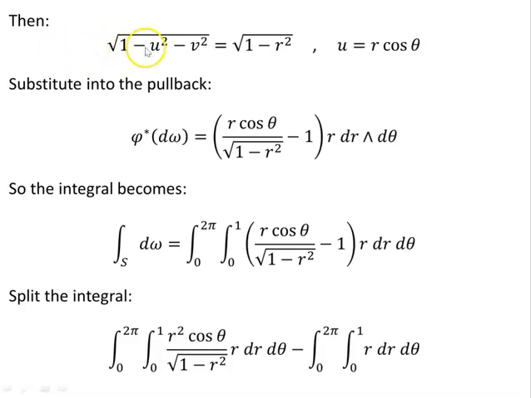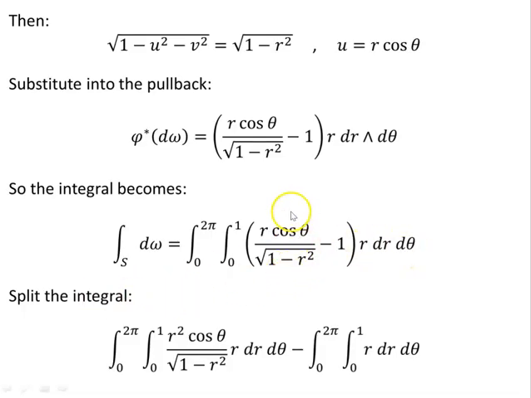All right, then the square root of that is just 1 minus r squared, and u is r cos theta. So substitute into the pullback. So the pullback of d omega under phi becomes r cos theta on that, minus 1, times r dr wedge d theta. And the integral over S, the surface hemisphere, which is our manifold in this example, of d omega is the integral from 0 to 2 pi, 0 to 1, of this object r dr d theta.